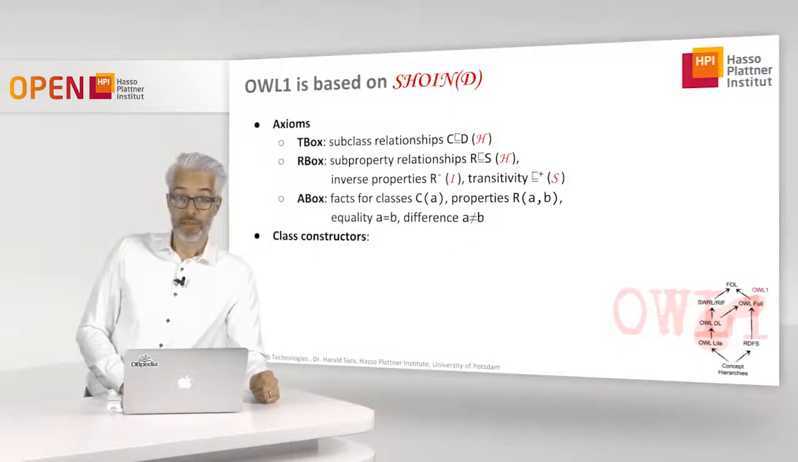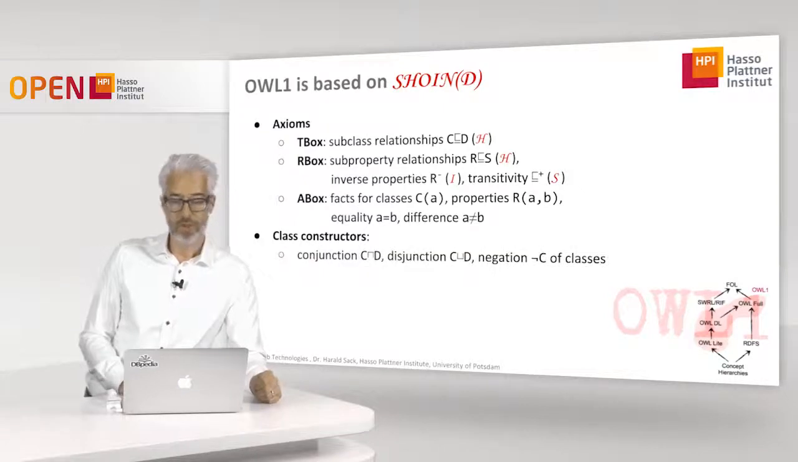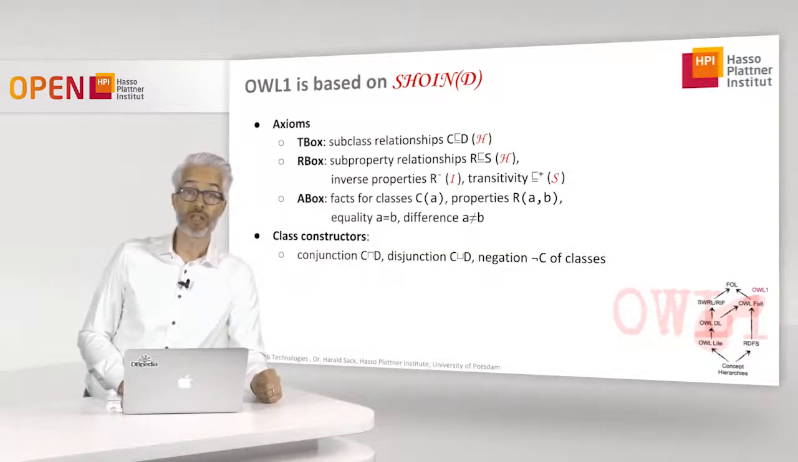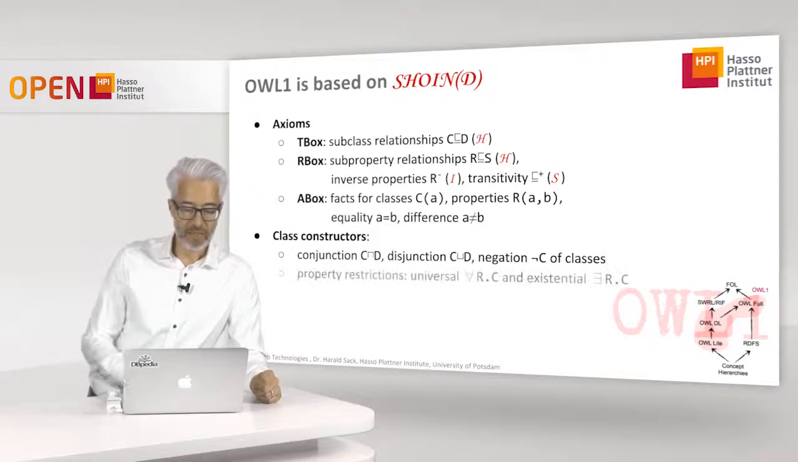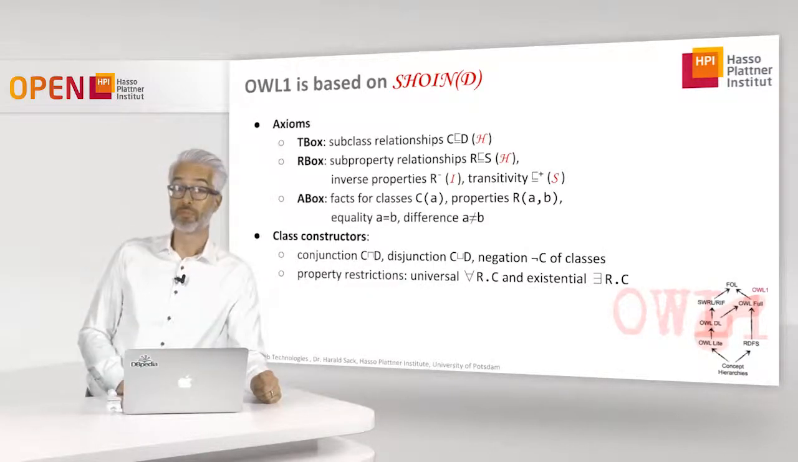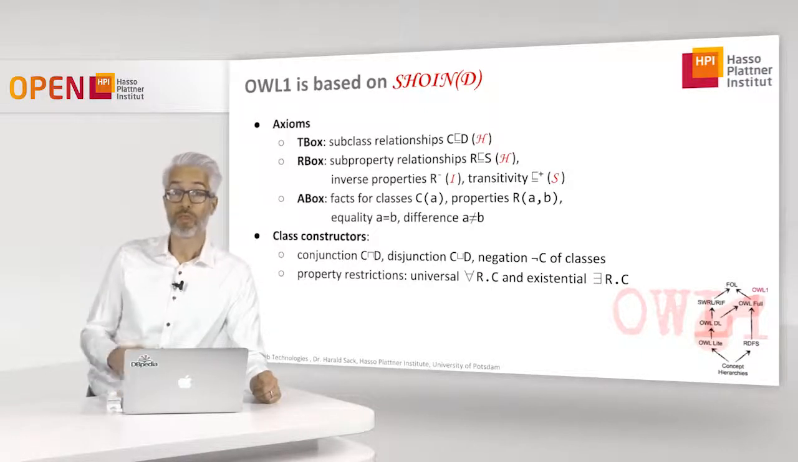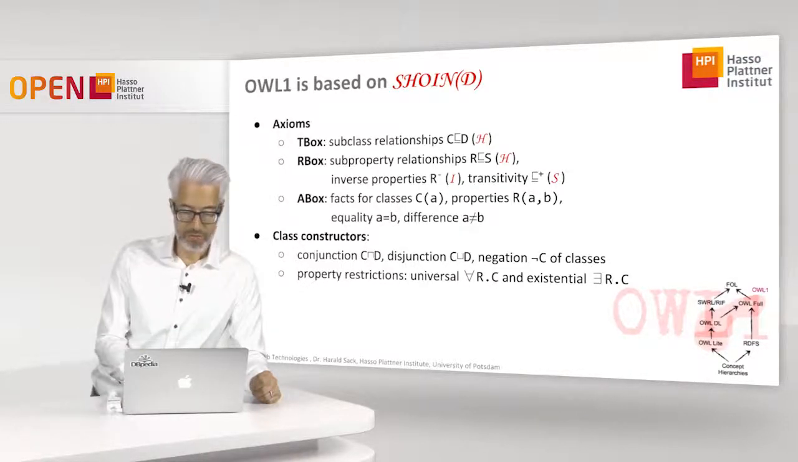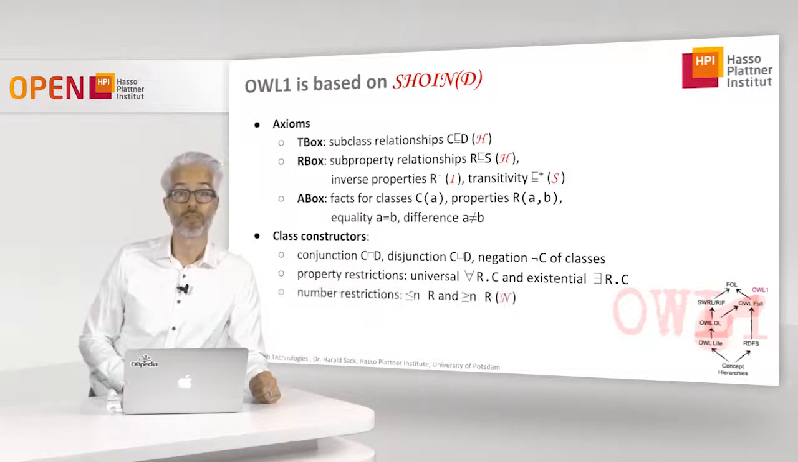Then you have class constructors to construct complex classes, and you also know them already. You have the conjunction, the disjunction, and the negation of classes. Moreover, you also have property restrictions, which can be universal restrictions or existential restrictions, with which you can define so-called strict bindings and loose bindings. We have already talked about that in the course of description logics.